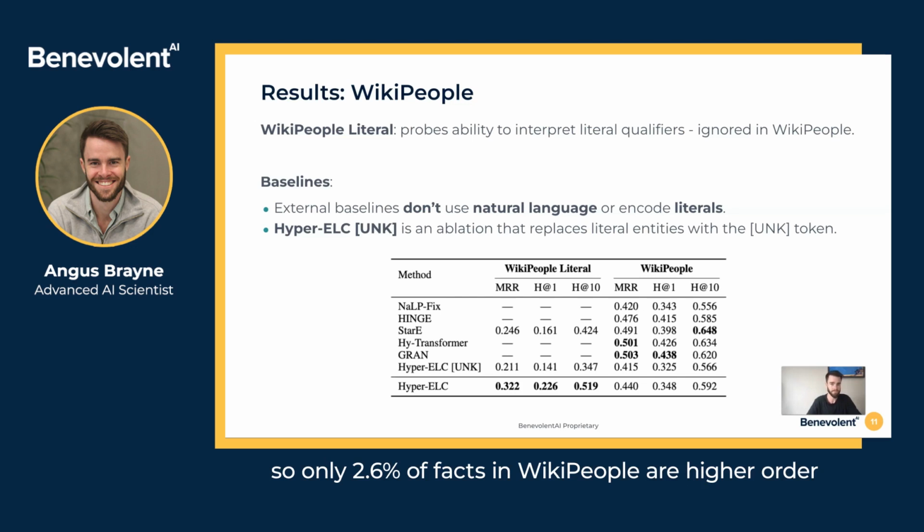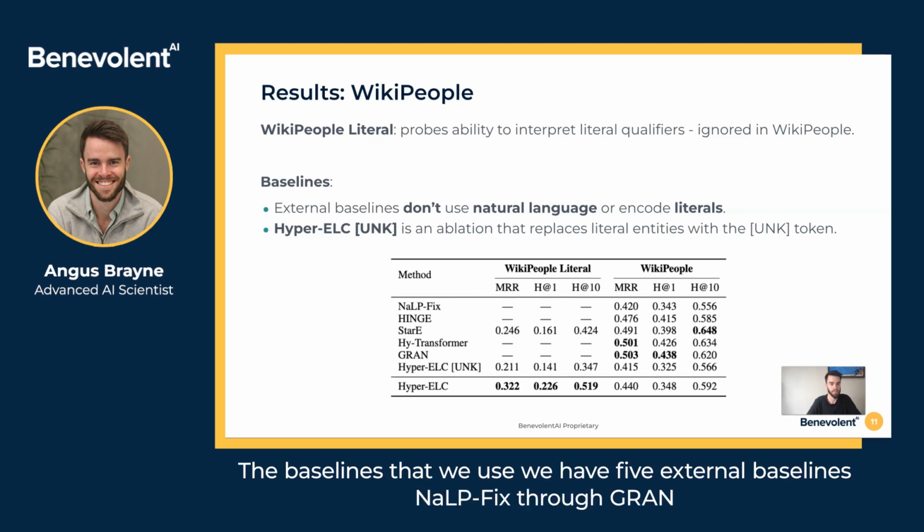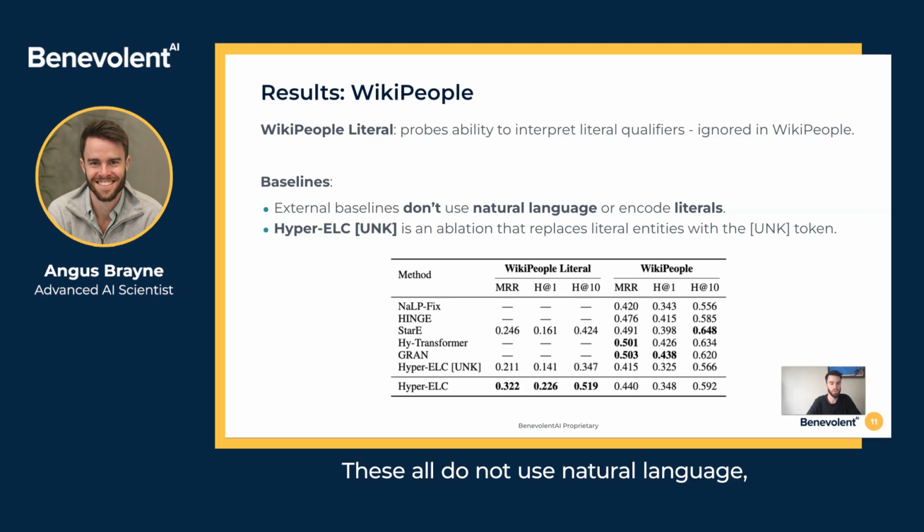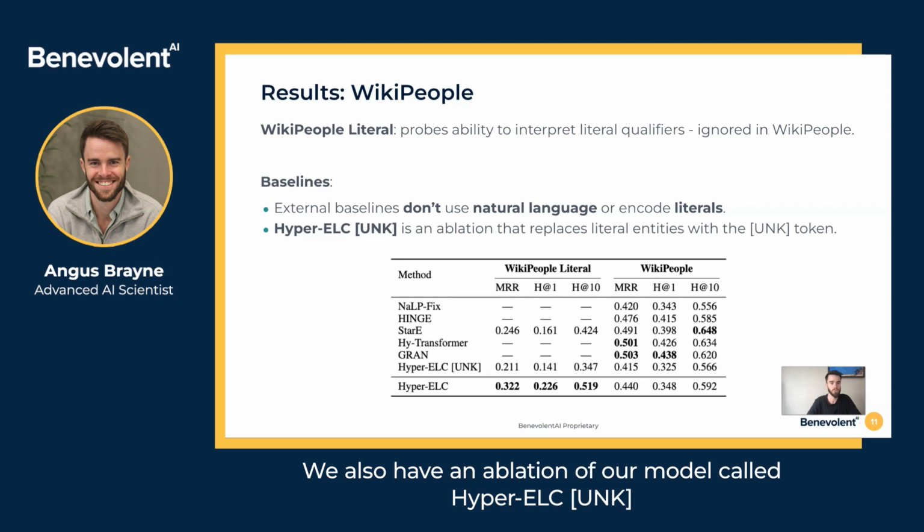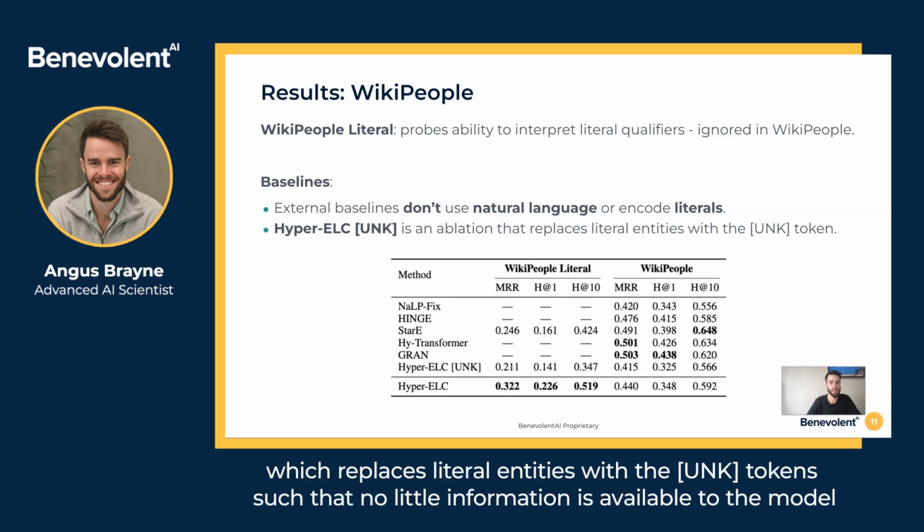The baselines that we use, we have 5 external baselines, NALP fixed through GRAN. These all do not use natural language and all do not encode literals. We also have an ablation of our model called HyperELK-UNC, which replaces literal entities with the UNC token such that no literal information is available to the model.